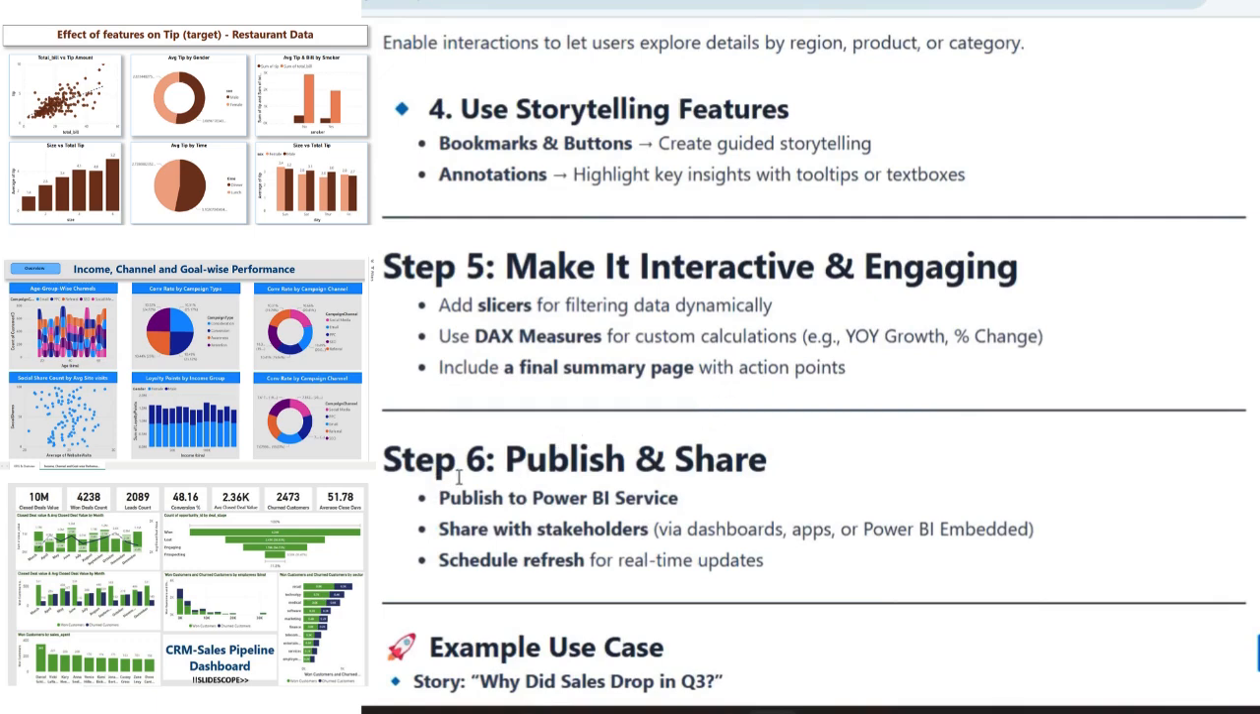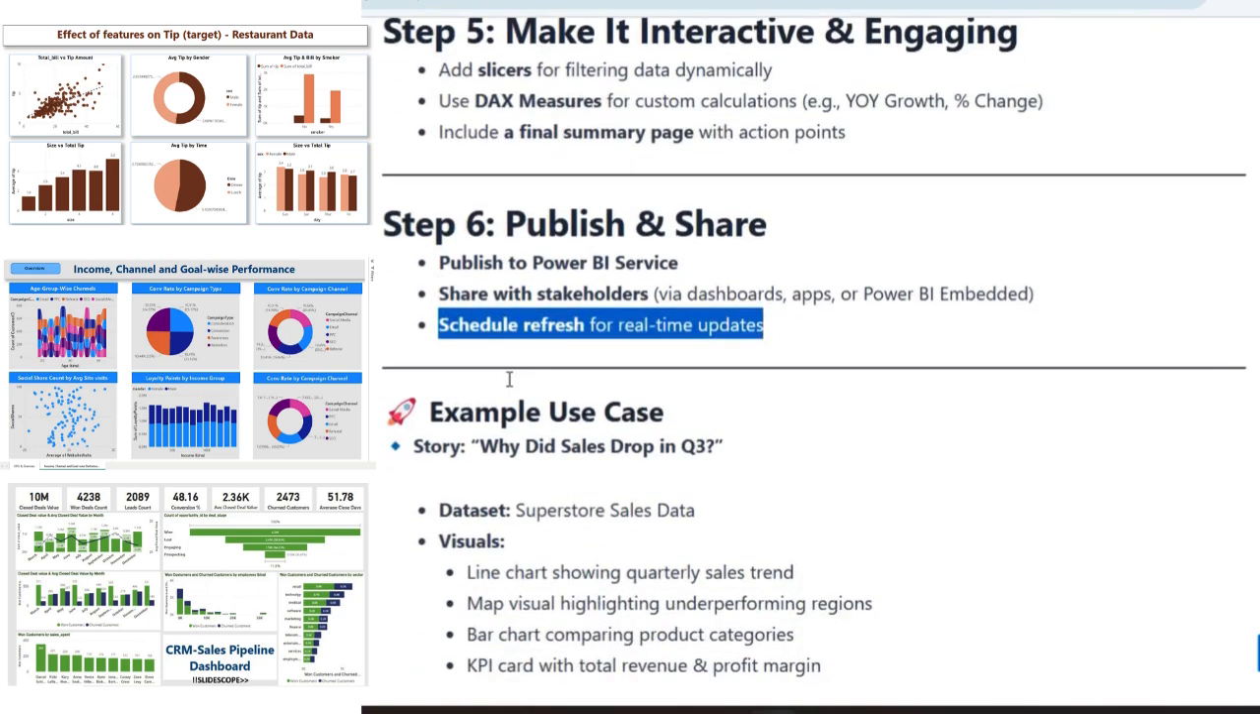And then comes step 6: publish and share. Publish to the Power BI service, and share with the stakeholders via dashboards, apps and Power BI Embedded. You can also use scheduled refresh for real-time updates. Like we have created some real-time sports analysis videos where we have used real APIs, and every 15 or 20 seconds the data will refresh and tell you the score.